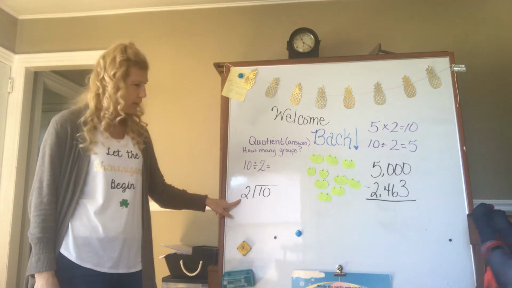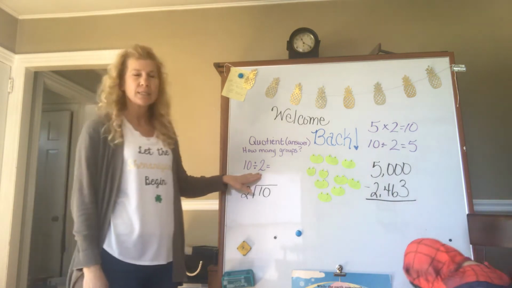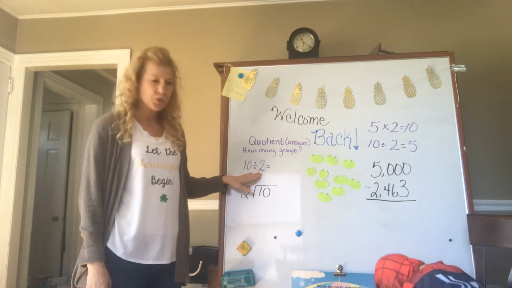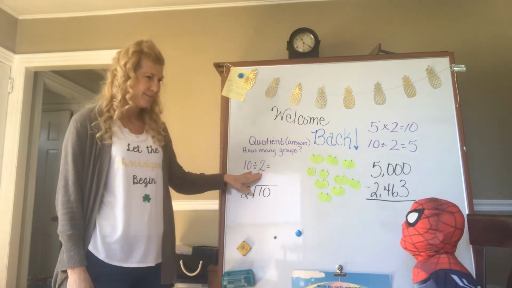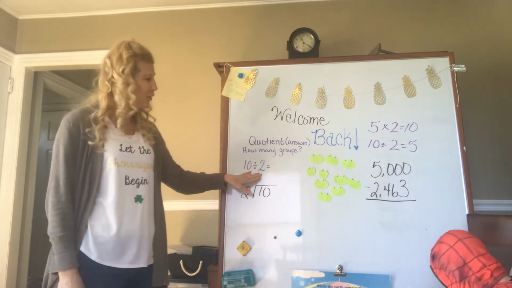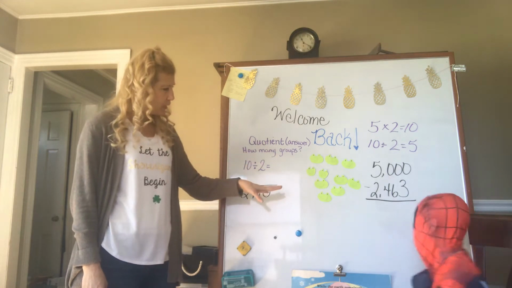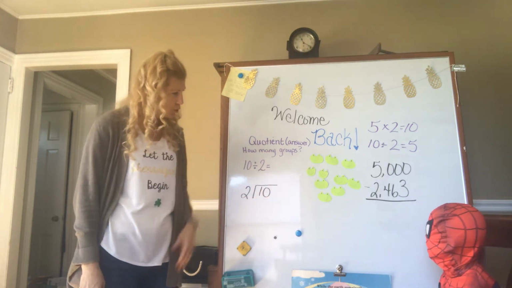Spidey, what are we counting by? 2s. He said we're counting by 2s. So that means I'm going to have 2 in each group. Spidey needs to sit still. He's knocking stuff over. 2 in each group, and then we'll decide how many groups we have. So Spidey, go ahead and take your frogs and put 2 frogs in a group.